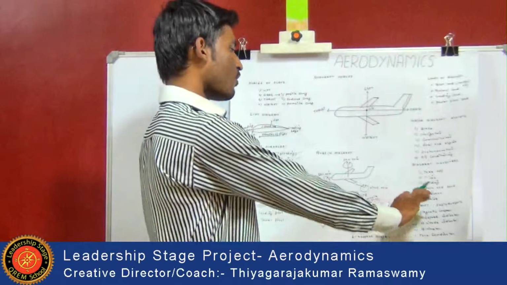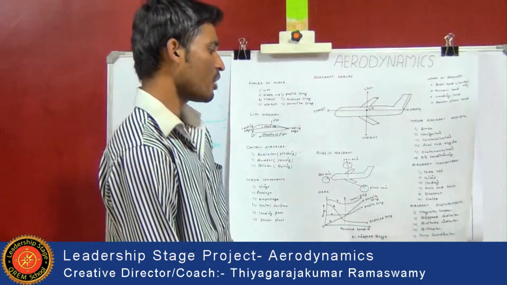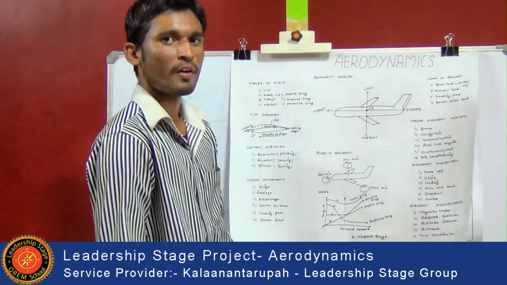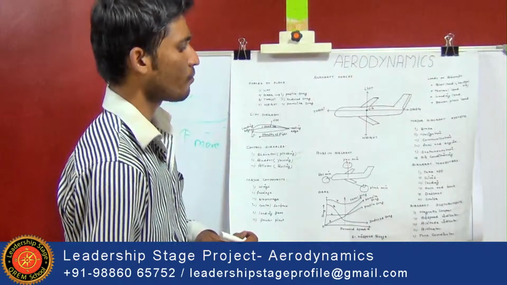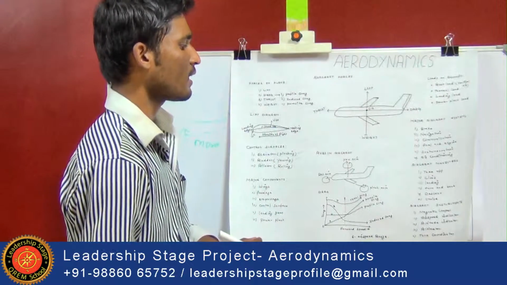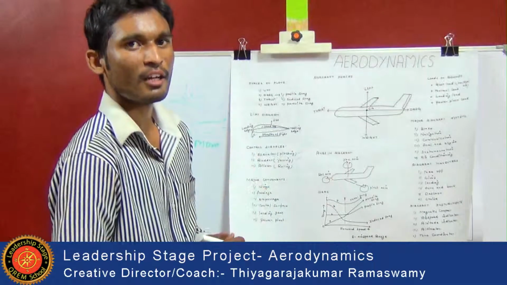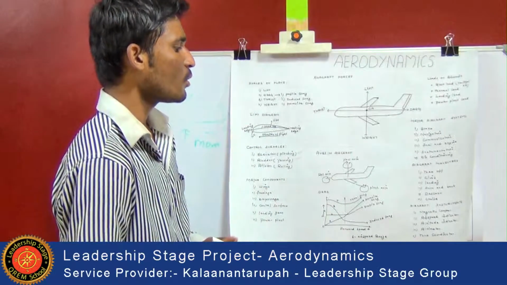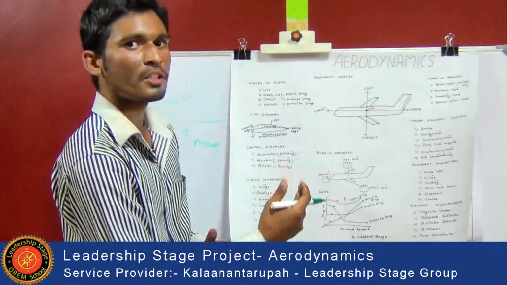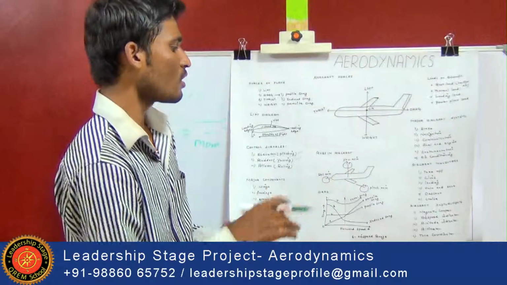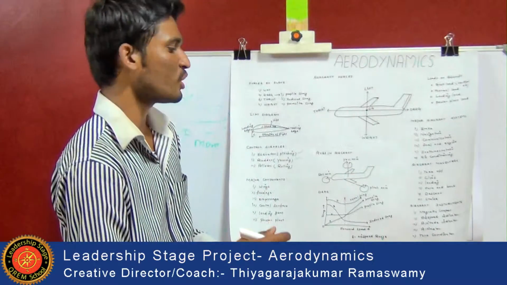And next one is aircraft instruments. What are the aircraft instruments used in an airplane? One is magnetic compass. Magnetic compass is used to find the heading of the airplane during flying condition. Next one is airspeed indicator. Airspeed indicator is used to tell the airspeed of the aircraft through air. Next one is attitude indicator. Attitude indicator tells whether the nose of the airplane is above or below with respect to the horizontal. Next one is altimeter. Altimeter tells the height of the aircraft from sea level.